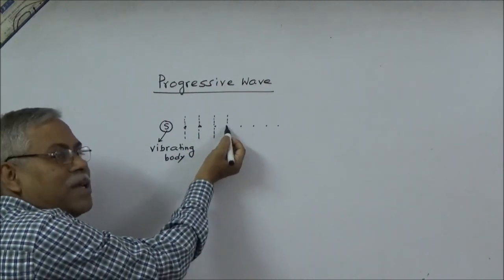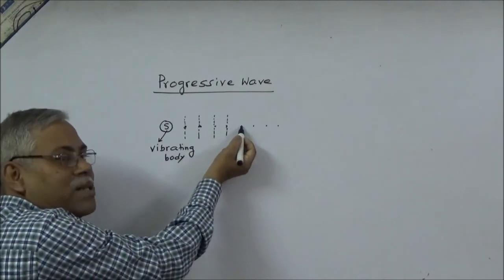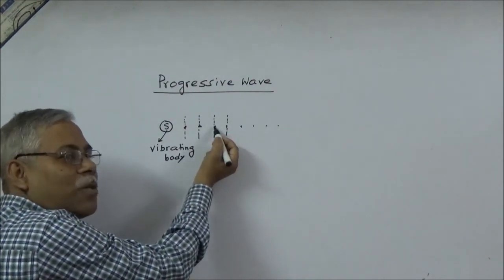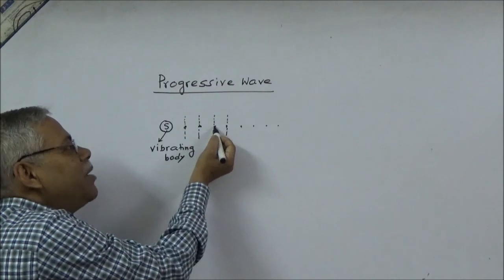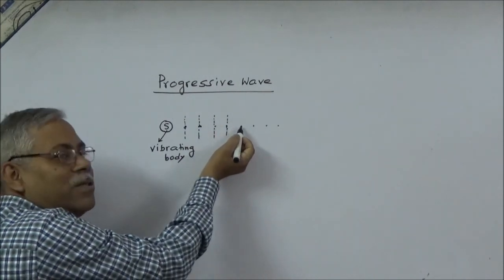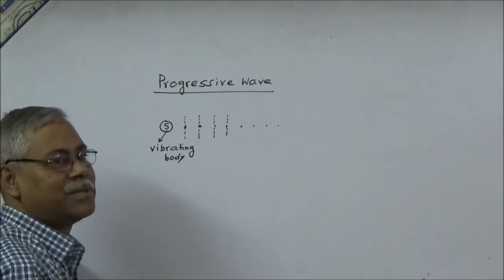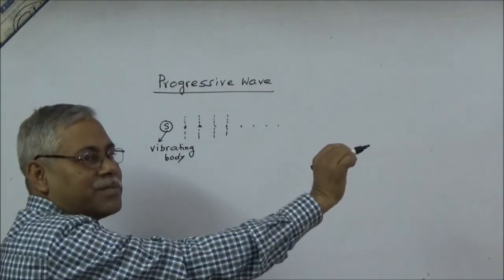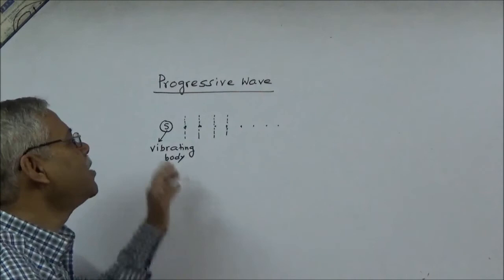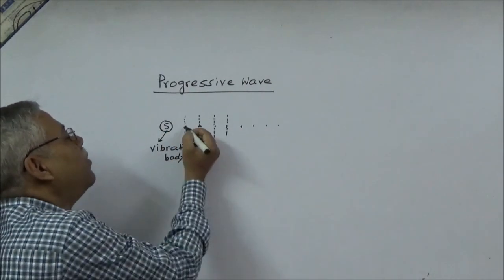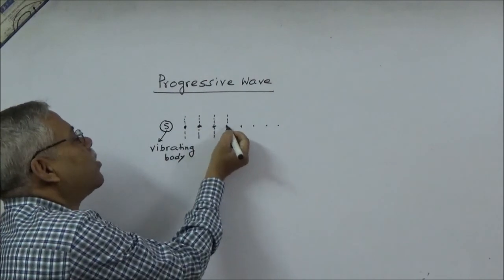When this particle starts vibrating, then the next particle starts vibrating. By the time it starts vibrating, this particle may stop. That means energy of vibration has gone from this particle to the next. In this way, energy is transferred from the source to the destination. And how is it transmitted? By way of periodic vibrations of the particles of the medium.